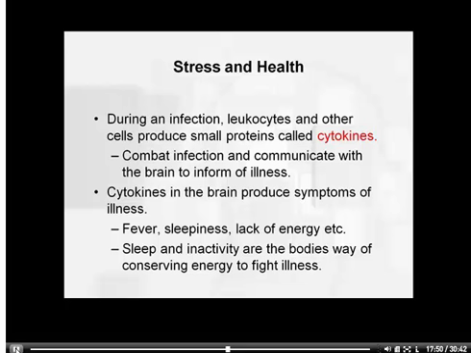When you get these feelings of sickness, that's your sign. That's your sign from the body. It's saying, hey, we need your support in resting. So fever, sleepiness, lack of energy. Sleep and inactivity are the body's way of conserving energy to fight illness.